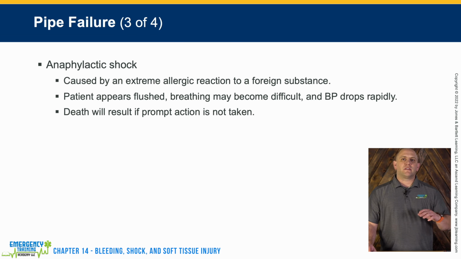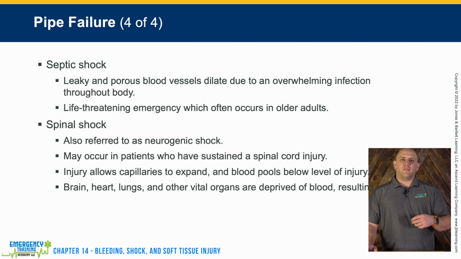Any of these pipe failure problems, whether it's anaphylaxis or sepsis or neurogenic shock, all of these, as we have that drop in blood pressure, as the fluid leaks out of the pipes, then we end up with this inadequate tissue perfusion to the brain and heart and lungs and other vital organs. And that is when we see them progress in their shock, leading eventually to death.